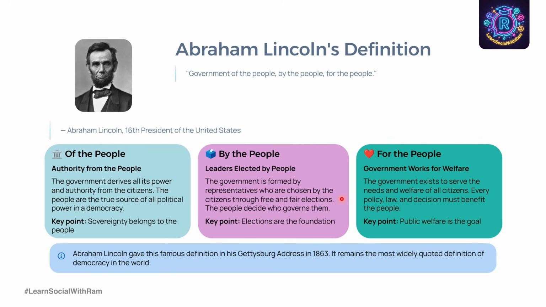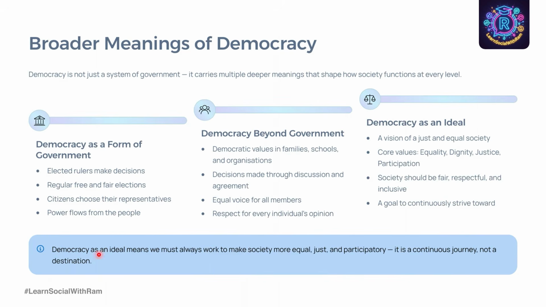We understood the meaning of democracy, but democracy is much deeper than elections. It influences families, schools, society, and government. Now, let us try to understand the broader meaning of democracy. This topic can be expected for a 5-marker question, where the question can be asked as briefly elaborate the broader meanings of democracy. And to understand this, we will be studying 3 sections. First one is democracy as a form of government, democracy beyond government, as well as democracy as an ideal. Let's try to understand each section individually.